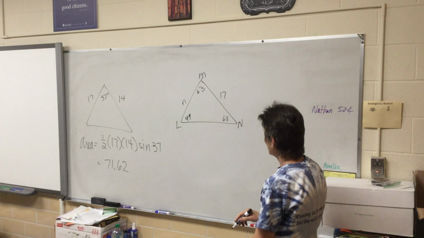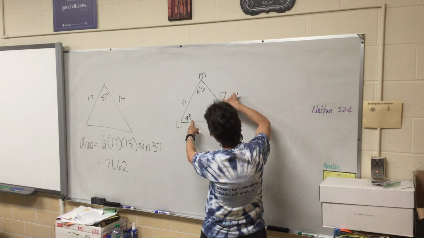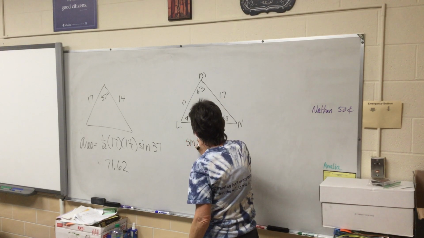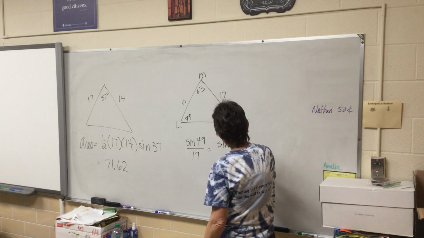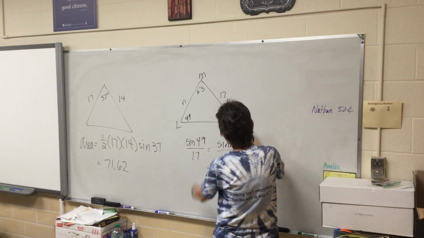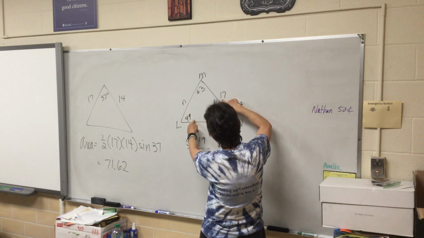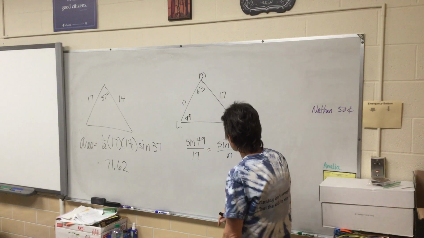Now I'm going to use my law of sines. See this pair right here? That's a law of sines. So sine 49 over 17 equals sine 68 over n. Anytime you have this pair, look where I'm pointing, you're going to be able to set up your law of sines.